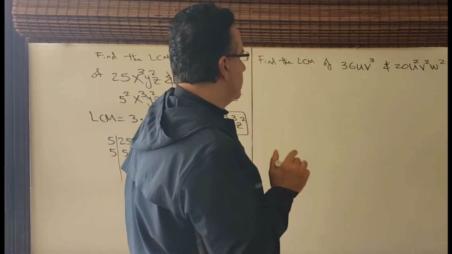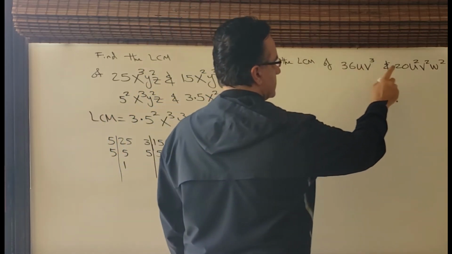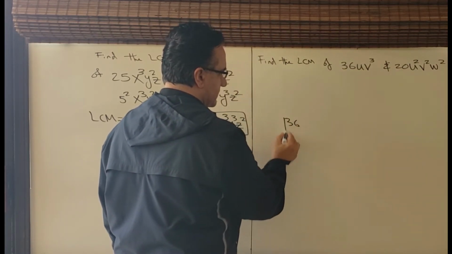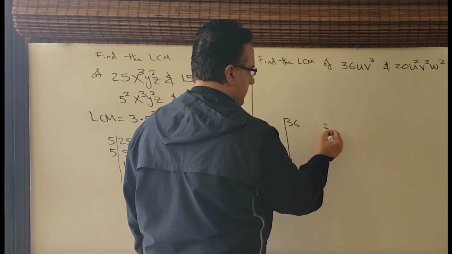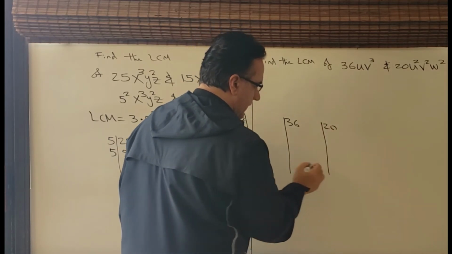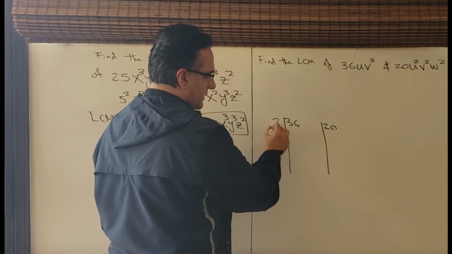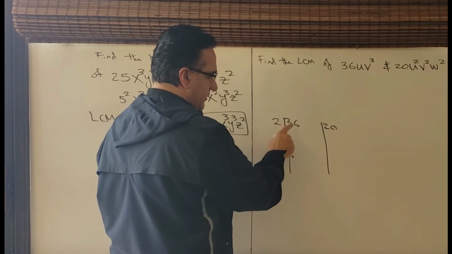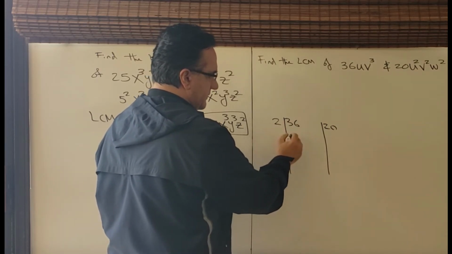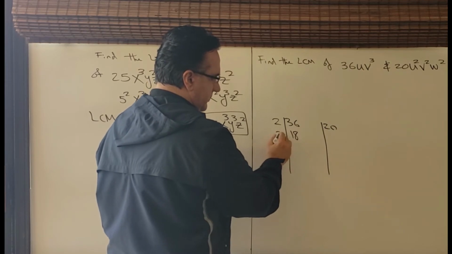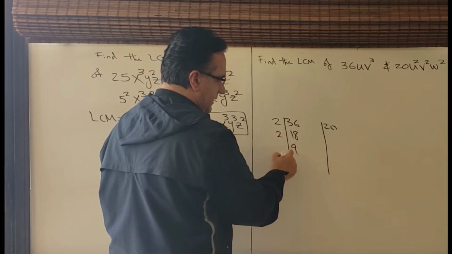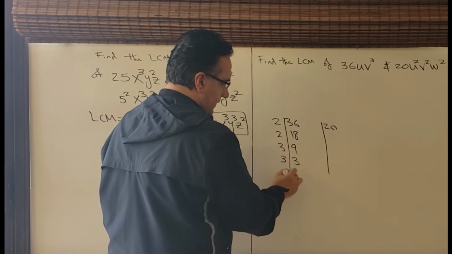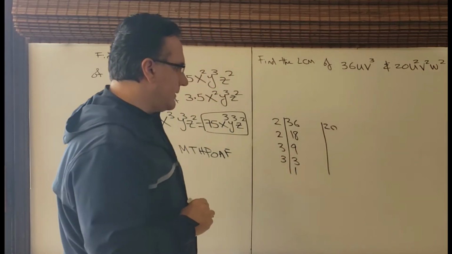Okay, so I'm hoping you started by finding the prime factorization of both 36 and 20. For 36, we start with 2, the lowest prime number that goes into 36, and we get 18. We repeat with 2, that gives us 9. Now we have to move on to 3, that gives us 3, and then another 3 gives us 1.